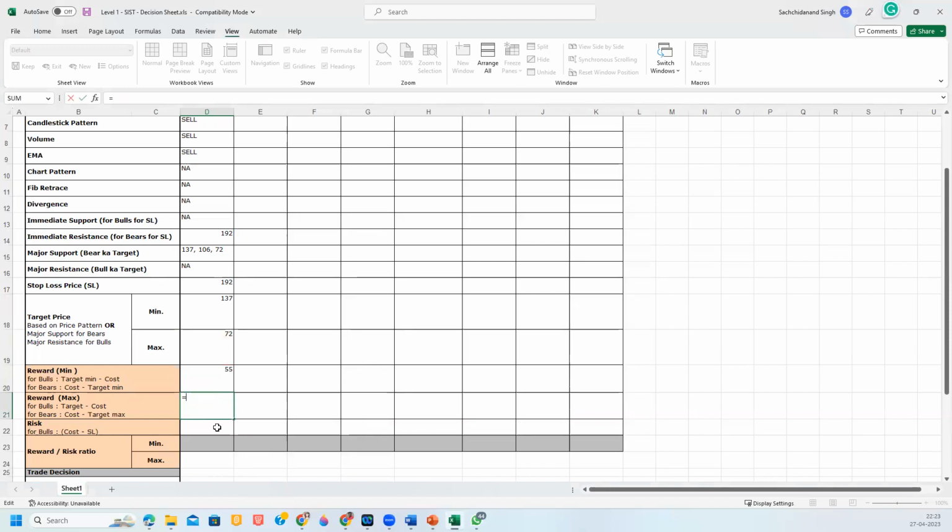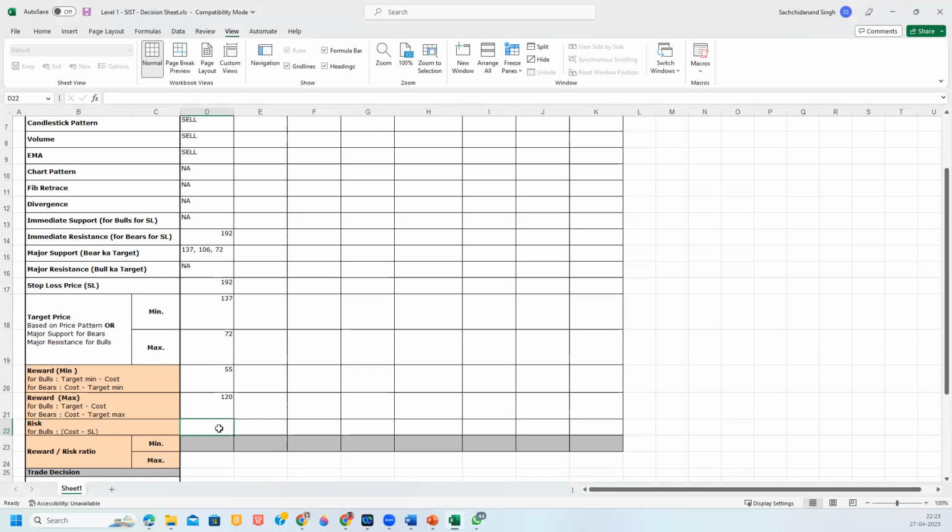So it is 192 minus 72. Yeah. So that is the 120. So 55 in this rate would be the minimum, and 122 could be the maximum reward.